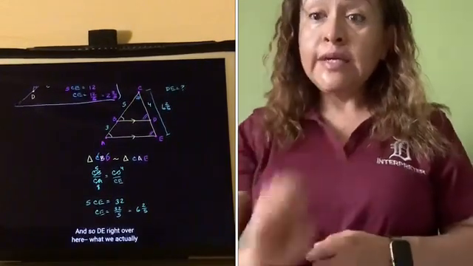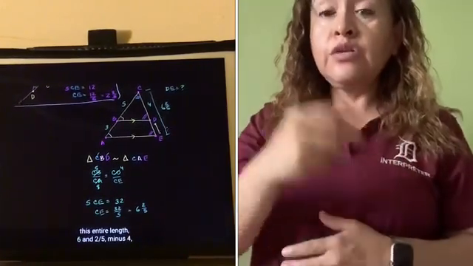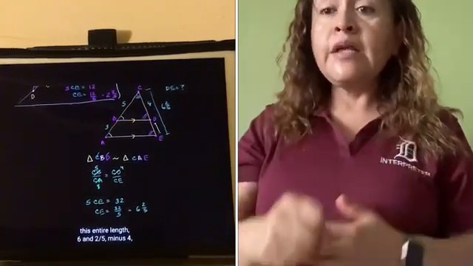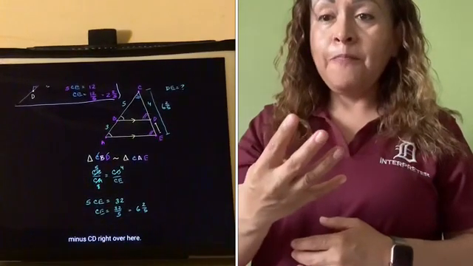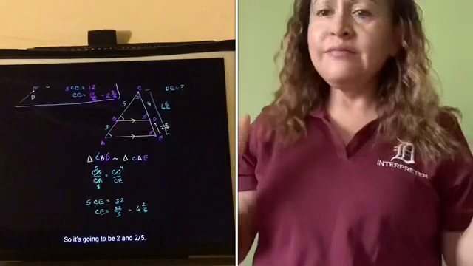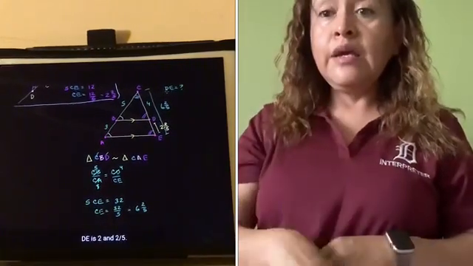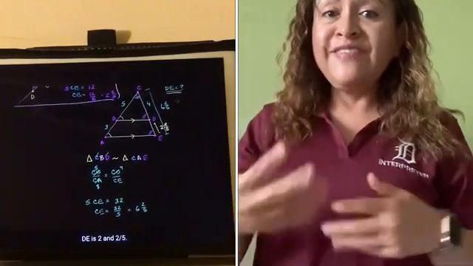And so DE right over here, what we actually have to figure out, is going to be this entire length, 6 2/5, minus 4, minus CD right over here. So it's going to be 2 2/5. 6 2/5 minus 4 is 2 2/5. So we're done. DE is 2 2/5.